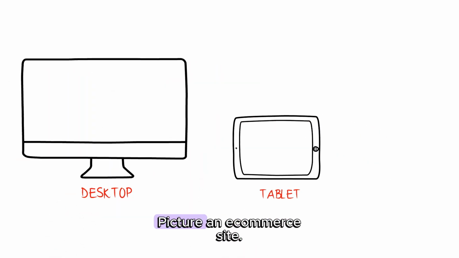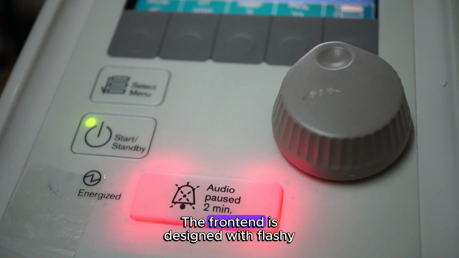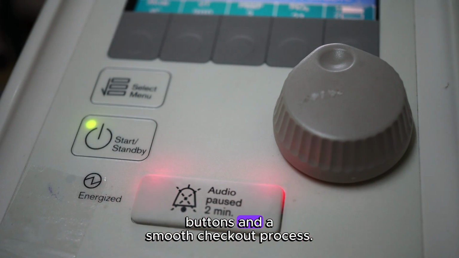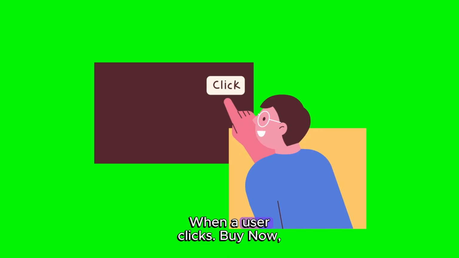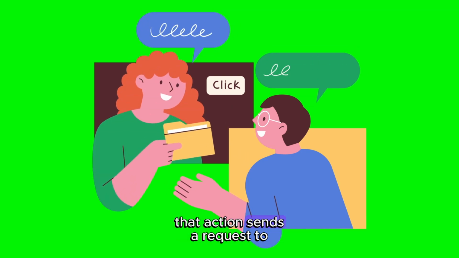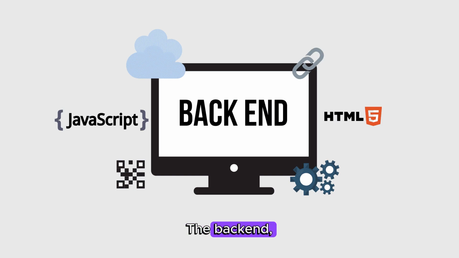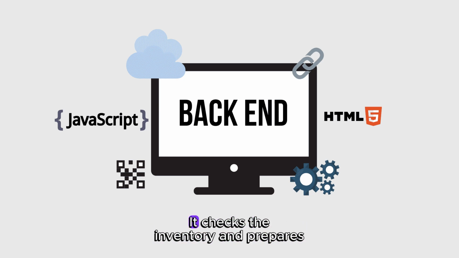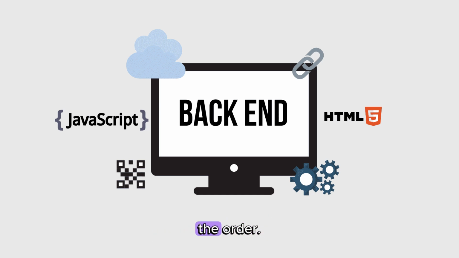So, how do these three components come together in practical terms? Let's explore. Picture an e-commerce site. The front end is designed with flashy buttons and a smooth checkout process. When a user clicks buy now, that action sends a request to the backend. The backend, written in a language like C#, Node.js, or Python, processes that request. It checks the inventory and prepares the order.